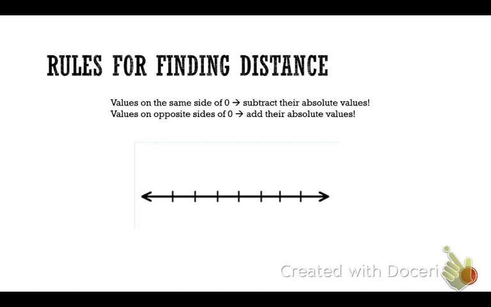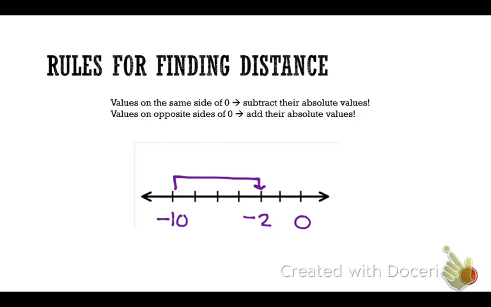Now what if my 0 is over here and I have a negative 2 and a negative 10? Now both values that I'm comparing are on the same side of 0. They're both to the left of 0. Would you agree? So now I'm going to subtract their absolute values to figure out the distance between them. What's 10 minus 2? So there are 8 units between them.